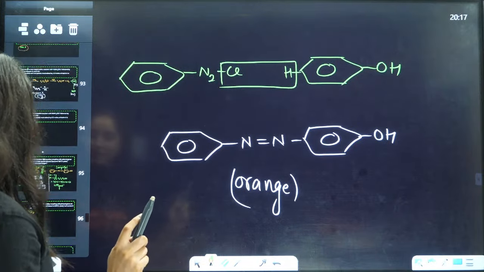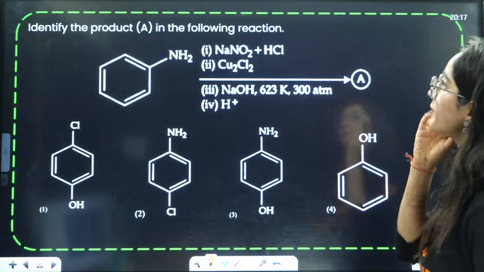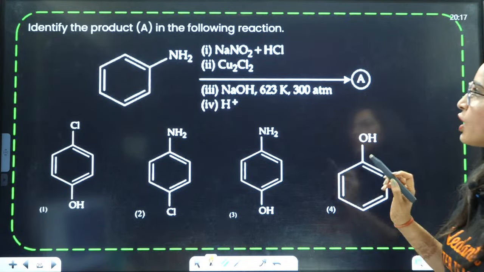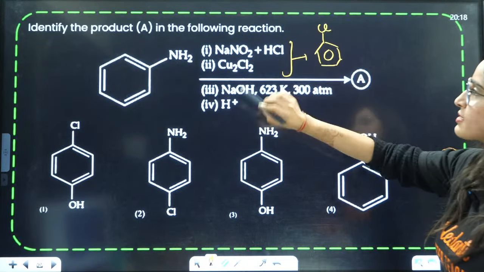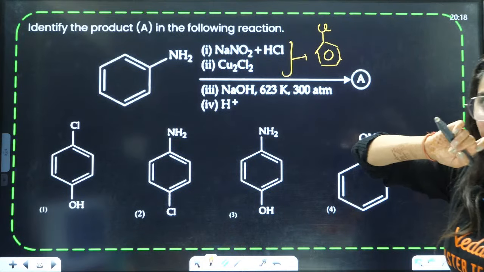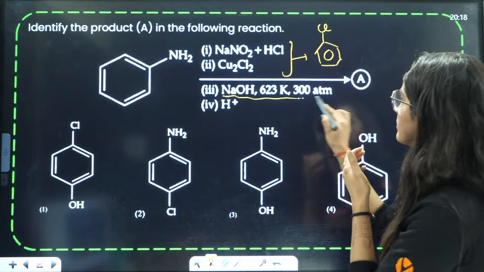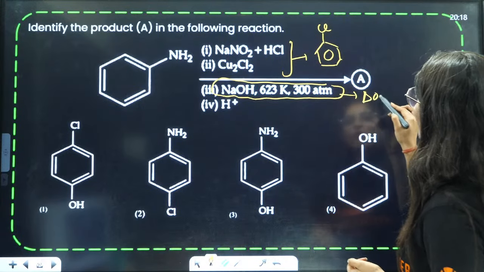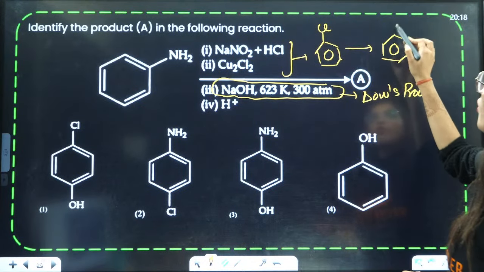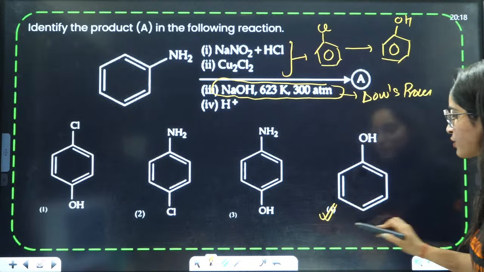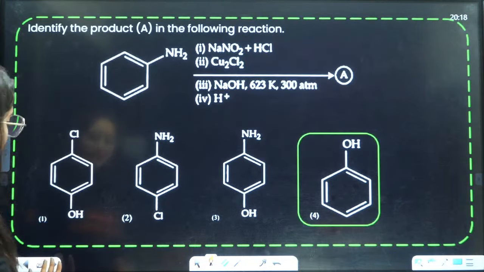Now the next question. They are asking you to identify the product A in the following reaction. If we talk about these two reagents, we know that chlorobenzene will be formed. First is NaNO2 plus HCl, diazotization will occur, then Sandmeyer's reaction, and chlorobenzene is formed. Now what is this reaction? This is basically Dow's process. Do you remember Dow's process? This is converted to OH, so phenol is formed in the end. Fourth is the correct answer.